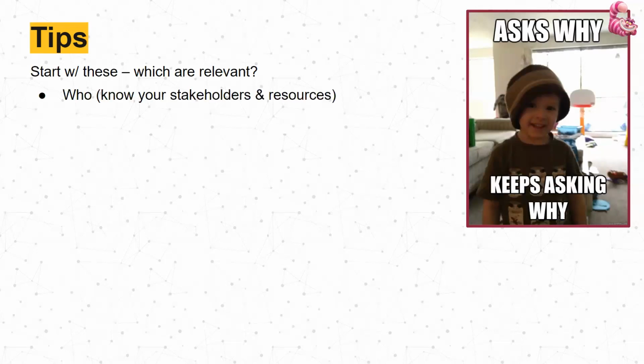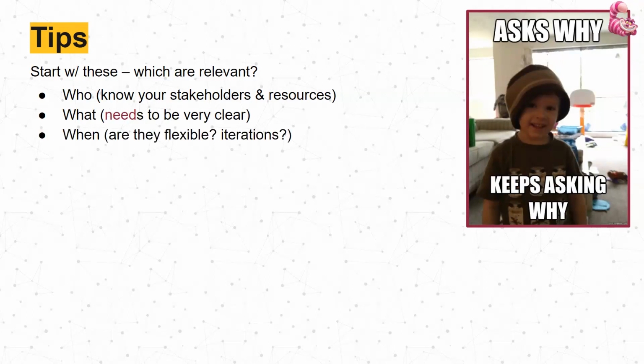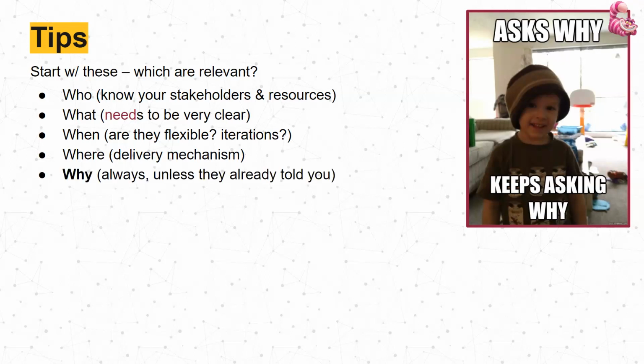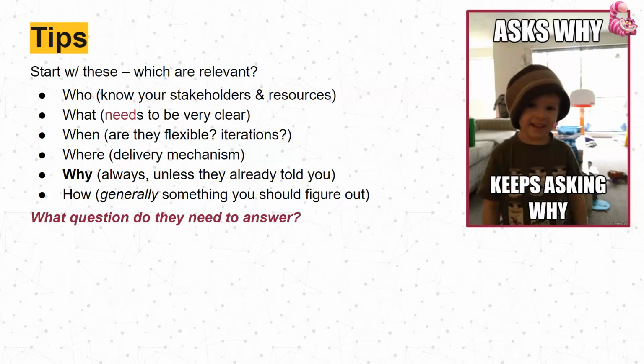Here's some tips. Who? We're going back to the who, what, when, where. Know your stakeholders and resources. What needs to be very clear. When? Are they flexible? Do you need multiple iterations of things? Where? The delivery mechanism. Are you going to deliver it as a dashboard or just a straight list? Why? Again, always asking why, unless they already told you, but sometimes you need to clarify the why. How? Generally something you should figure out, but helpfully with them as well.